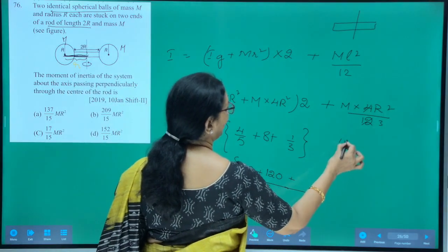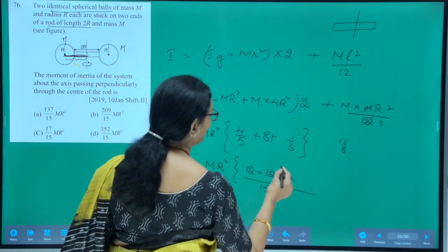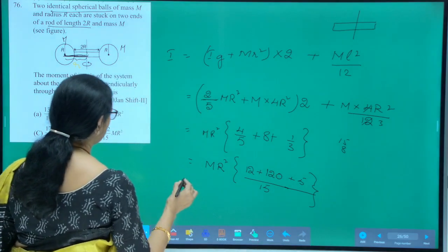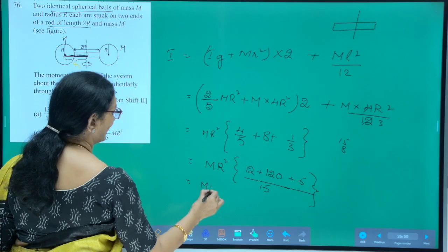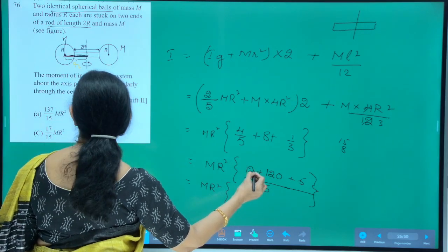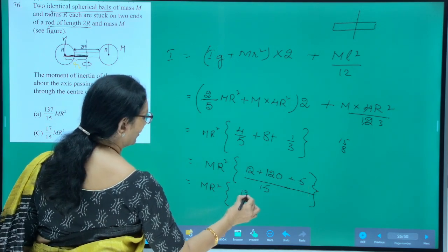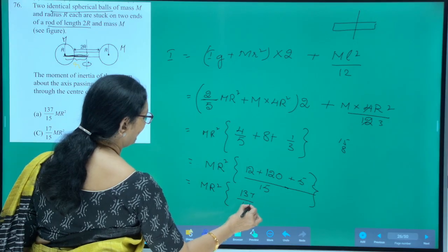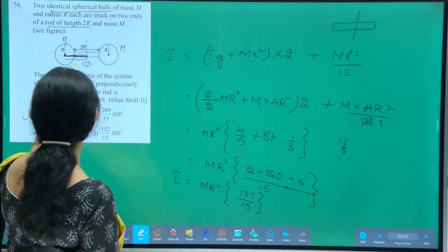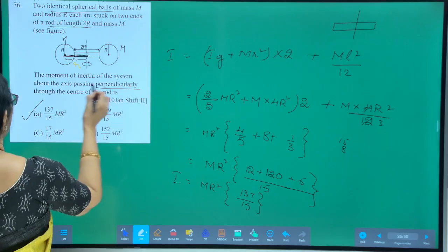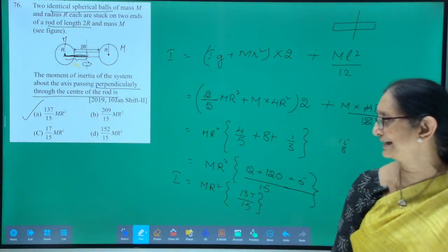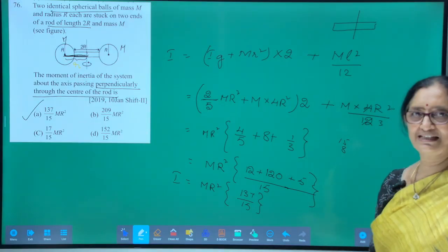Right? 15 8s are 120 and this is 5. So, what is here? This is mr square into 120, 132, 137. 137 by 15, that is the answer. So, here the moment of inertia of the system about an axis perpendicular and passing through the center of the rod is 137 by 15 mr square.